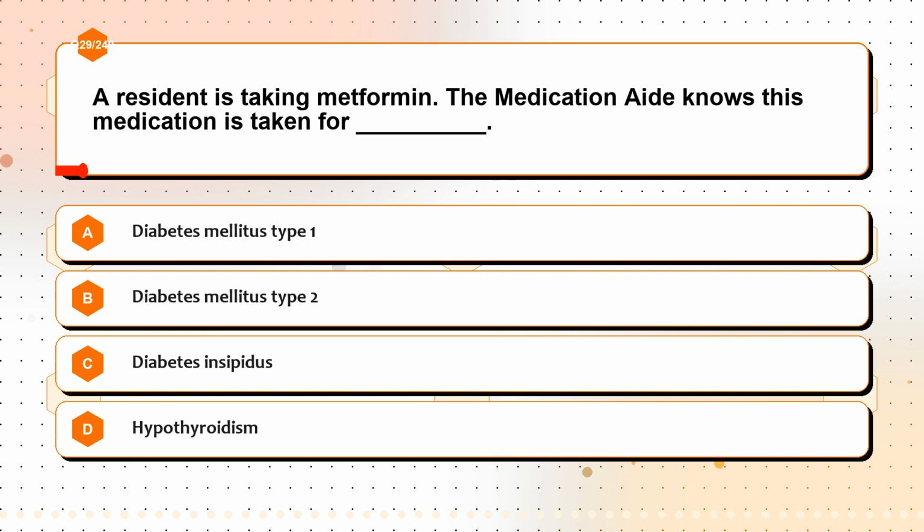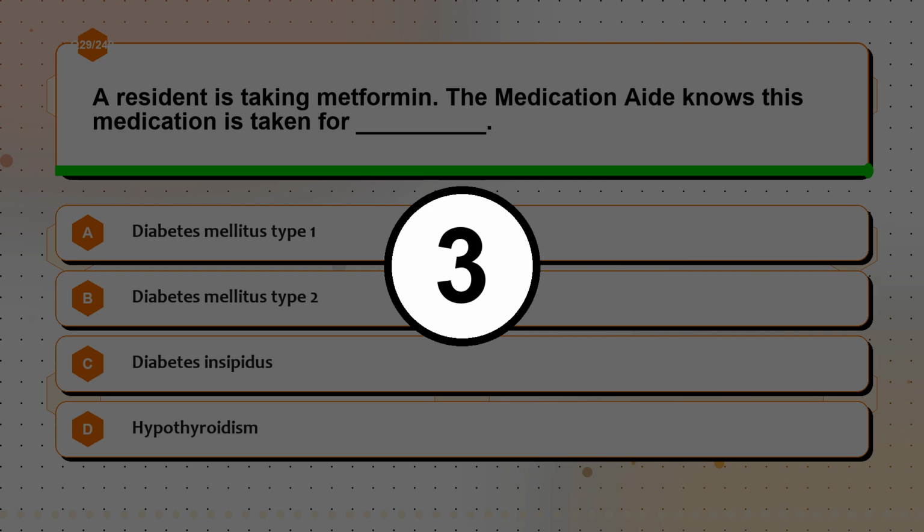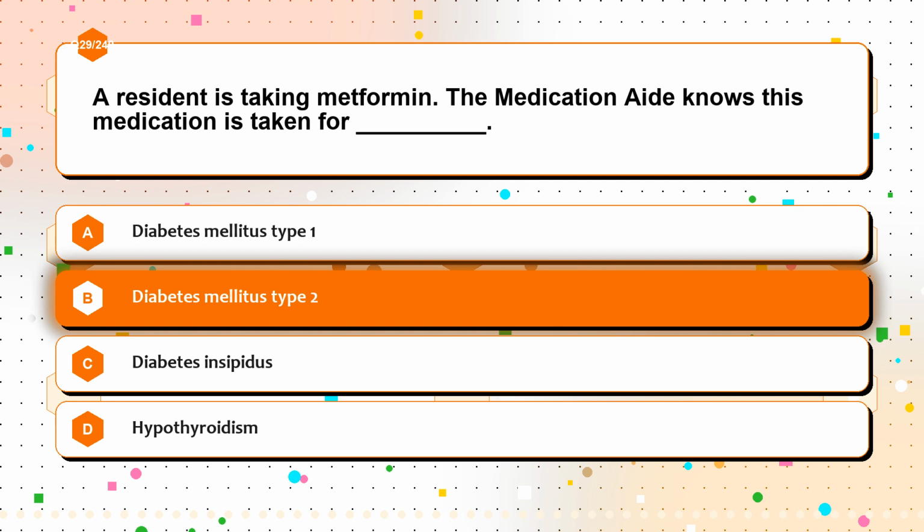Question 29. A resident is taking metformin. The medication aide knows this medication is taken for what? Here are the options. Option A, diabetes mellitus type 1. Option B, diabetes mellitus type 2. Option C, diabetes insipidus. Option D, hypothyroidism. The correct answer is option B, diabetes mellitus type 2.